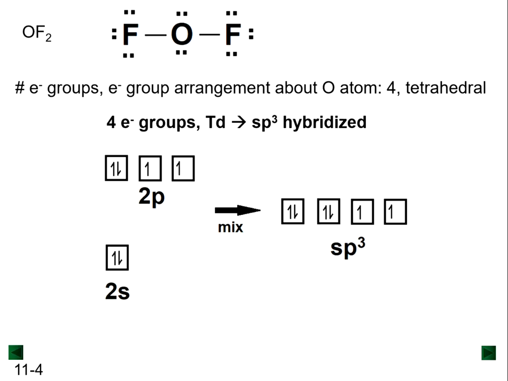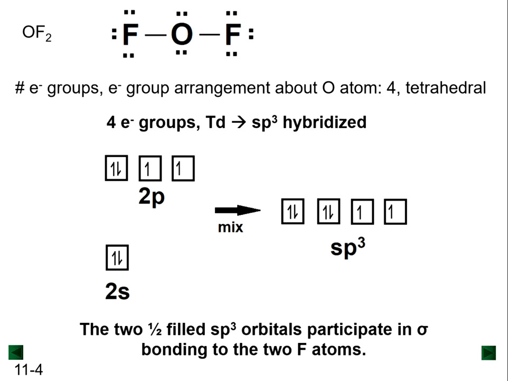And there are 6 electrons that need to go in there. So 4 of the electrons are paired up into 2 pairs, and then 2 of the electrons remain unpaired. The 2 half-filled sp3 orbitals participate in a sigma bond to the half-filled 2p orbital for each of the fluorine atoms. And then the lone pairs are represented as the filled sp3 hybrid orbitals.